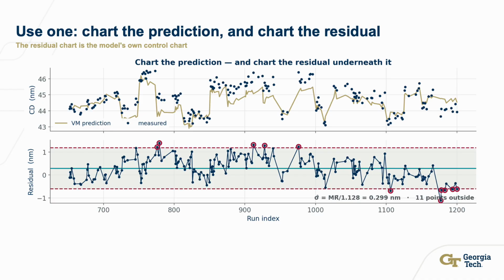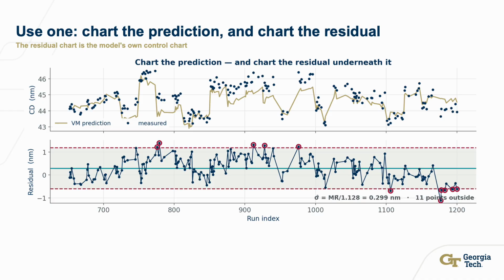The residual, the measurement minus the predicted. 1 point per measured wafer. This is the model's own control chart. Everything from SPC lecture 2 applies to it directly. The center line is the mean residual. The limit comes from a moving range. Sigma hat equals MR bar over 1.128.